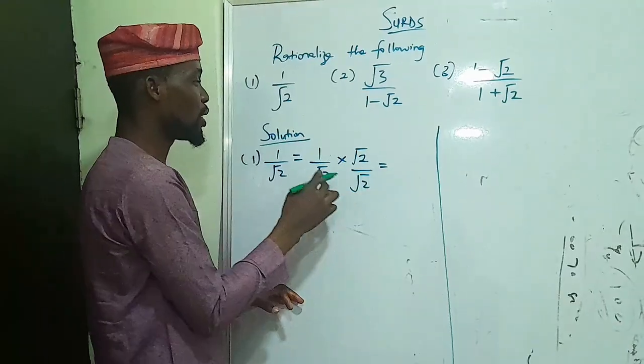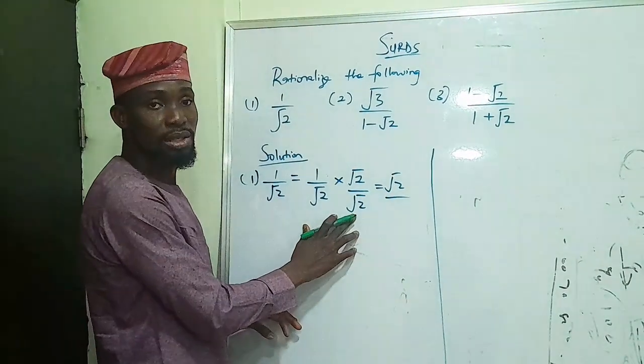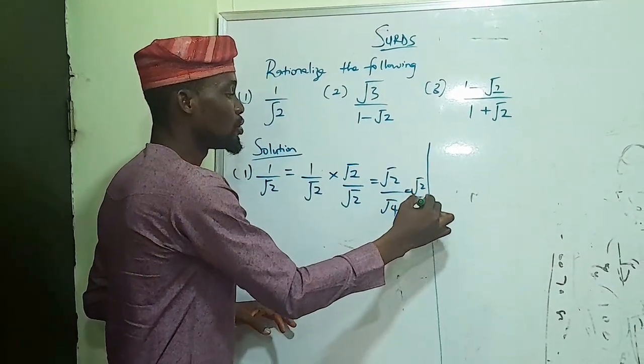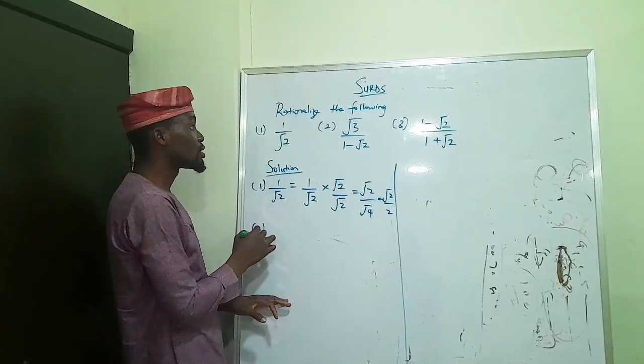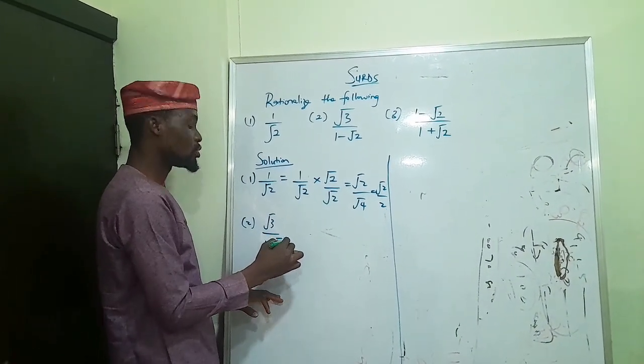In this case, what do I have? 1 times root 2 is what? Root 2. Root 2 times root 2 is what? Is root 4. Which root 4 is the same thing as what? 2. Alright? Then for the second one, I have what? Root 3 over what? 1 minus root 2.